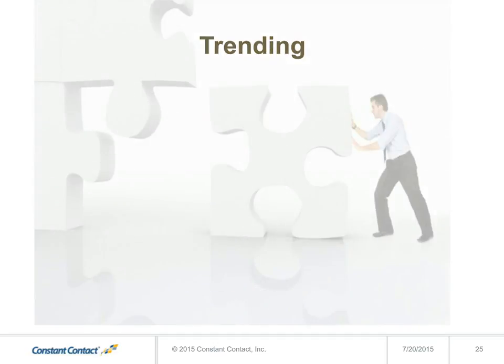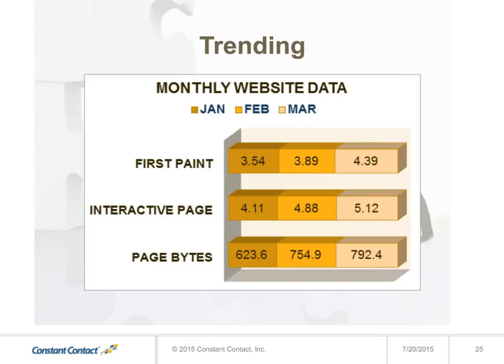An example here, and this is an actual example that we had noticed, was when we do our monthly reports, we had noticed that latency over one of our websites was increasing. So we took a deeper dive and we did monthly averages on items such as first paint, interactive page, and number of page bytes. So if you look at this slide, we can easily see that the page bytes were increasing along with latency.